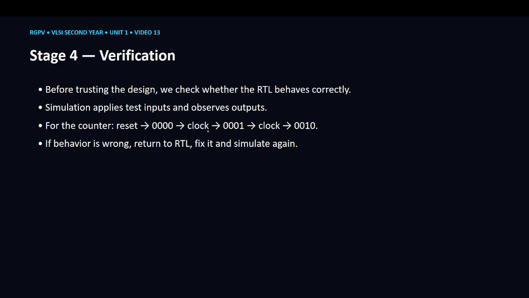Next step is verification. Step 4. Okay, we have RTL. Can we immediately send it for manufacturing? No way. First, we need to check whether the design actually behaves as intended. This is where simulation and verification come in. For our counter, we might expect reset to produce 0000, then clock 0001, then clock 0010, and so on. If the result is wrong, we go back to RTL, fix the problem, and simulate again.